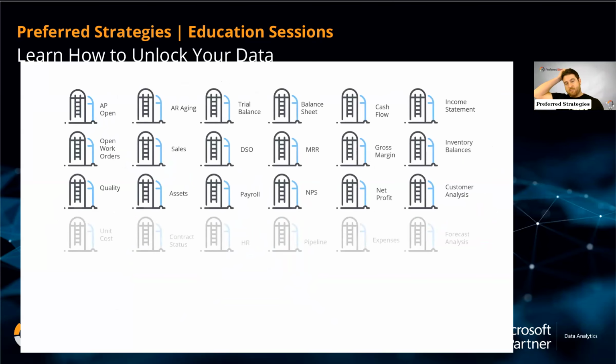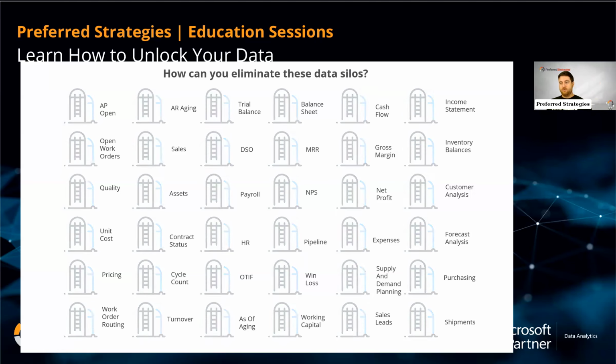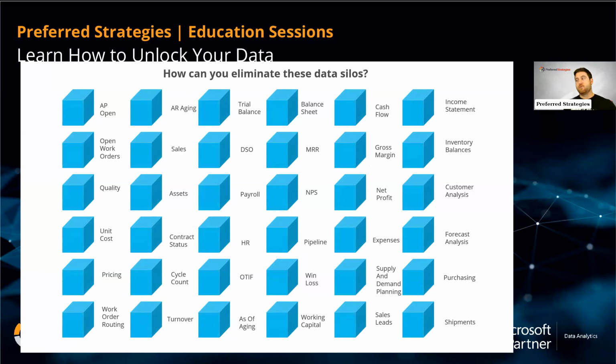A lot of these workflows or reports are created to support a specific business area or answer a specific business question. But what happens when you need to merge information from different data sets? It becomes really hard to do, and it also becomes really hard to manage this. So what's the better way? How do you eliminate these data silos?